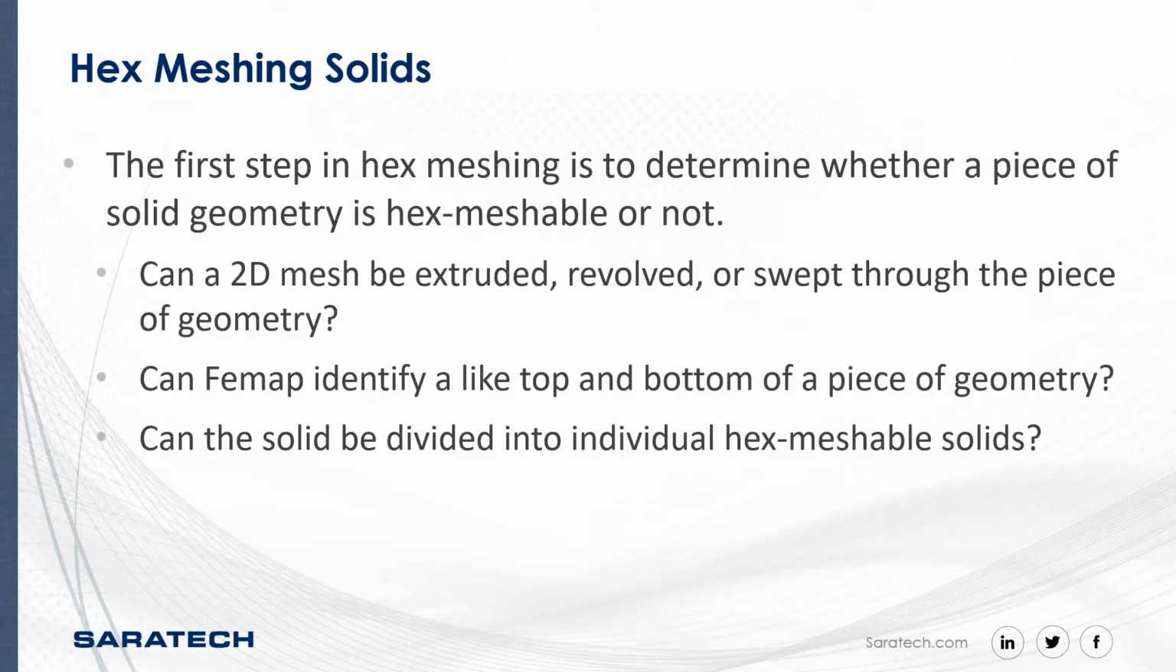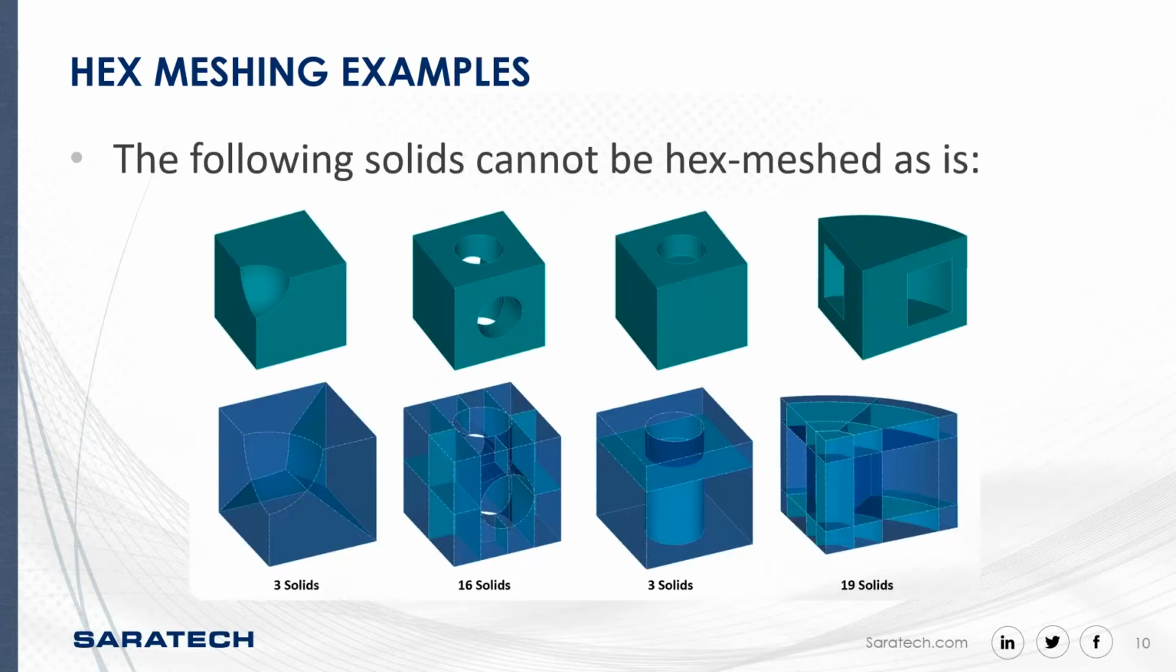If you've ever had any experience with hex meshing, it can be a bit difficult to work with. You've got to understand whether a piece of solid geometry is hex meshable or not. Can you, from a 2D mesh, extrude it, revolve it, or sweep through the piece of geometry? Can FEMAP identify similar top and bottom pieces of geometry? Or can the solid be divided into individual hex meshable solids?